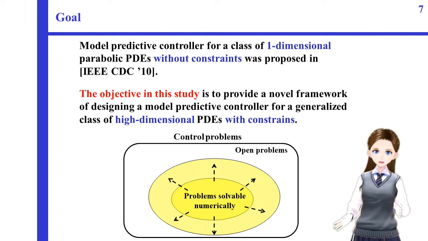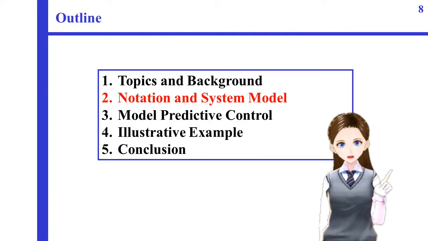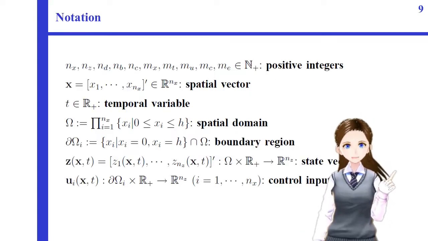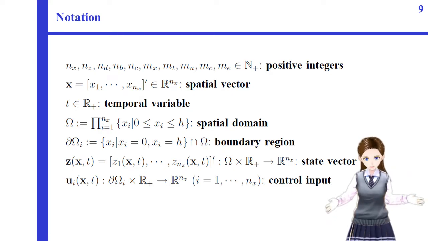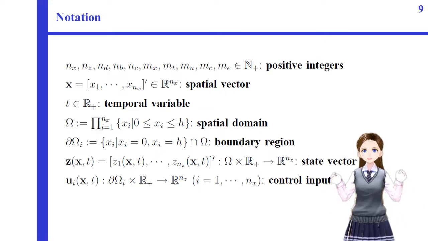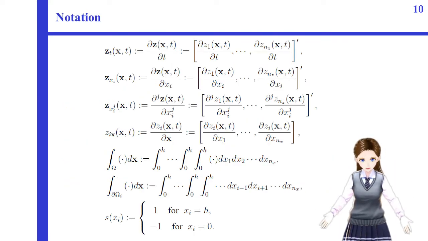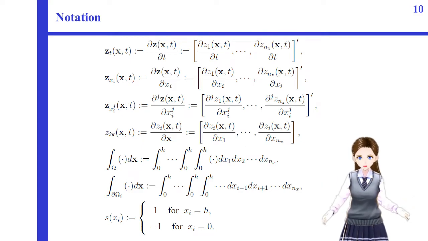The main contribution of this work is to extend the set of problems numerically solvable like this. This is the outline of this talk. Next, we would like to introduce some notation and the system model. Let these parameters be positive integers. Let x and t denote spatial vector and temporal variable, respectively. Omega denotes the spatial domain and round omega denotes the boundary region. Z denotes the state vector and U denotes the control input. Several definitions about the differentiation are introduced as shown here. The notation prime denotes the transpose of a vector. These multiple integrals are denoted like these. And this is a kind of sine function.